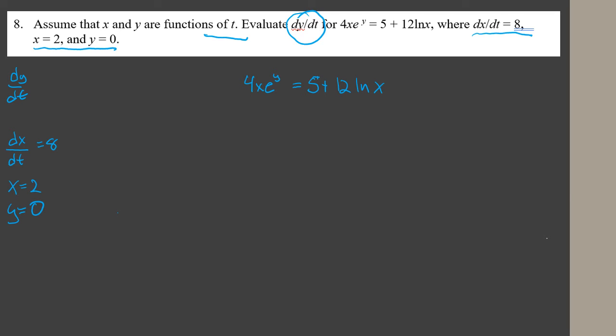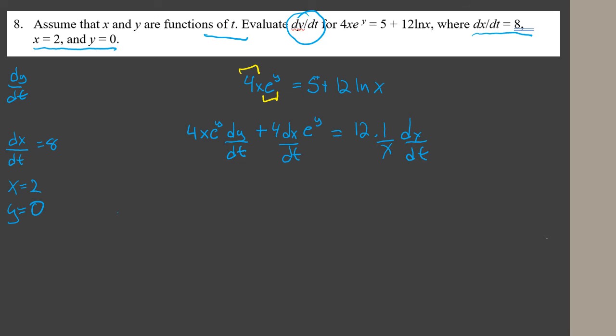So the first thing that I need to do is differentiate with respect to t. And on the left-hand side, we have a product rule right off the bat. So we take the first, 4x, times the derivative of the second term, which is e to the y, dy dt. And then we add it with the derivative of the first, which is 4 dx dt, times the second term, e to the y. Now we move to the right-hand side of the equation. 5 is a constant, and so the derivative is 0. And 12 ln of x, if we take the derivative of that, becomes 12 times 1 over x dx dt.